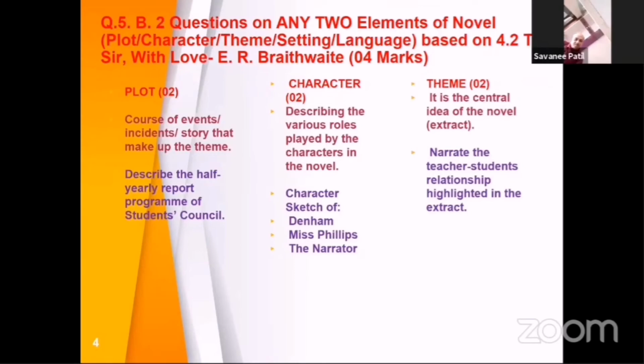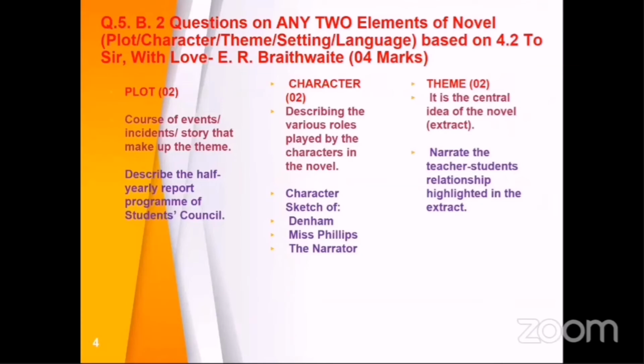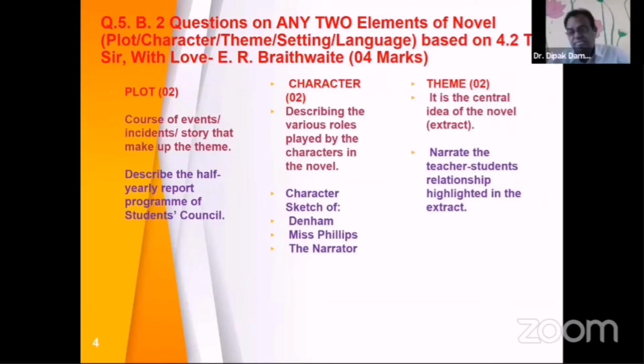It is the central idea of the novel or the extract. Here we can say, narrate the teacher-students relationship highlighted in the extract. So what we had to do? We had to narrate, we had to describe in 50 words. Surely students will exceed the word limit also, so we have to tell them it shouldn't be below 50 words. They may exceed by 10 to 15 words, but if it is irrelevant information, marks can be deducted. That we have to tell them.